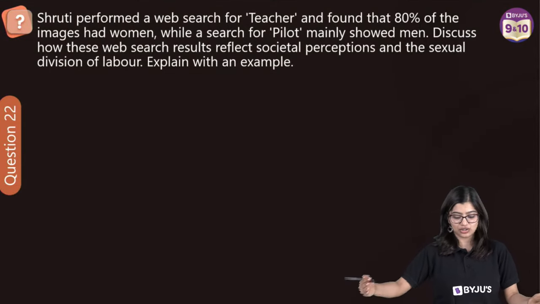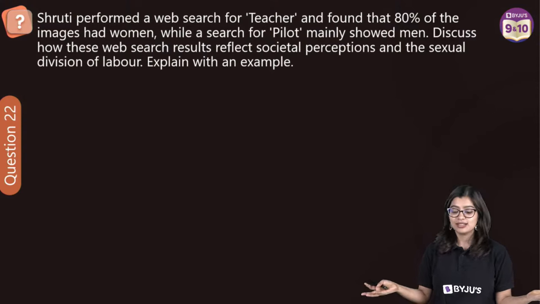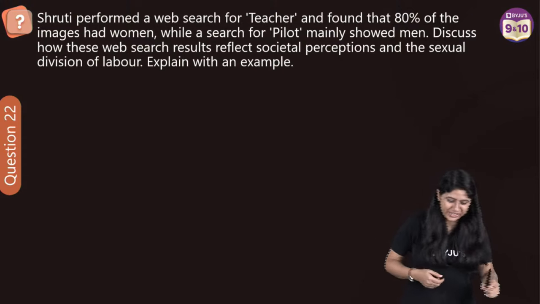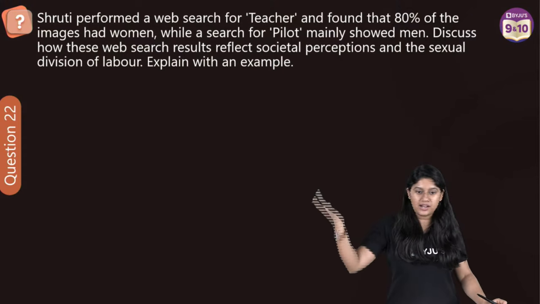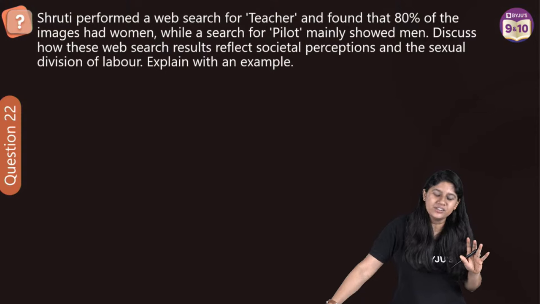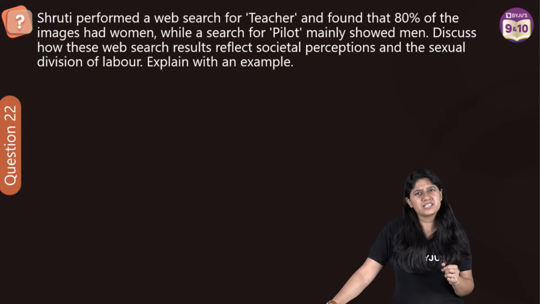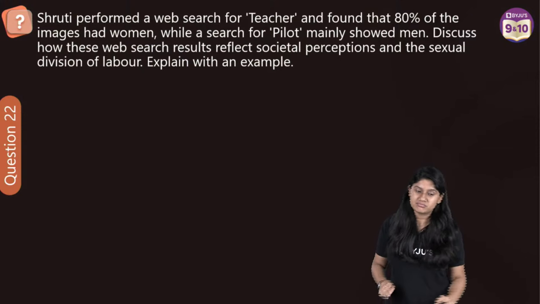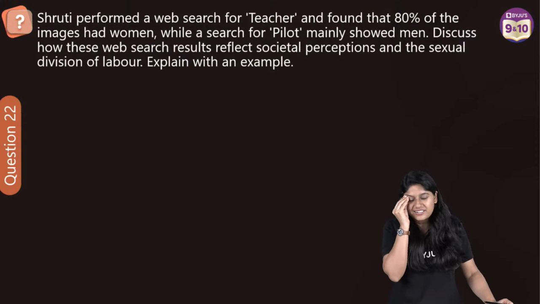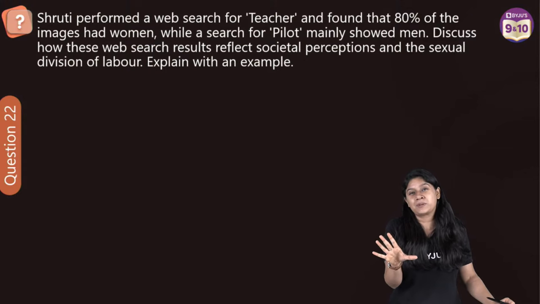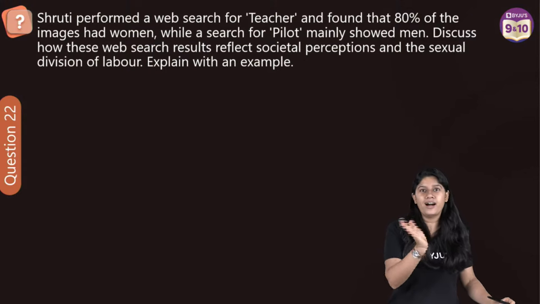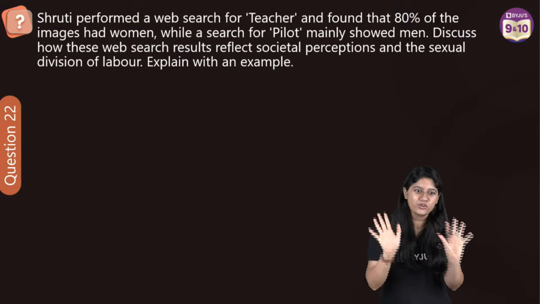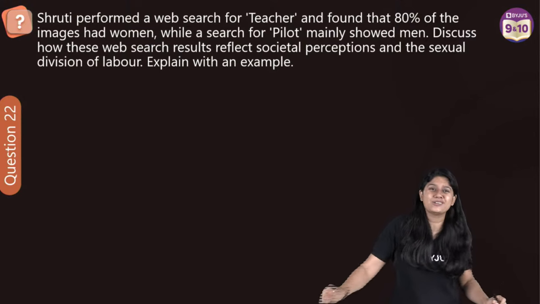Shruti performed a web search for teacher and found out that 80% had pictures of women. So ma'am, over to you. Hello everyone. So we have a question on gender, religion and caste. And luckily, from this particular chapter, in the previous sample paper and in this sample practice paper also, we don't have any difficult question. That's very good. There's a very twisted and confusing question from this chapter, which is how politics and caste are involved, or how politics is there in caste, or caste is there in politics. That's a whole confusion that we have, but we are very lucky. Let's take a look at this question, everyone.